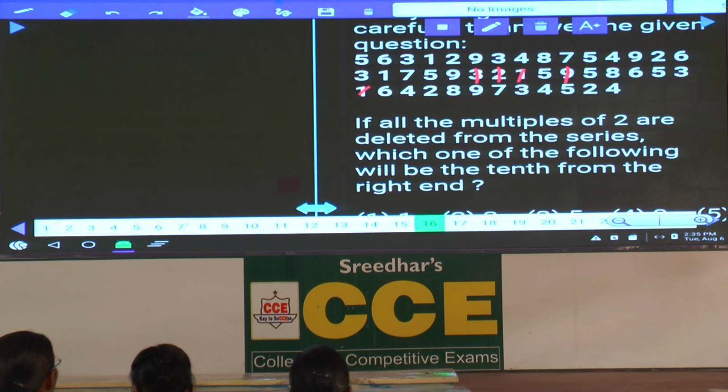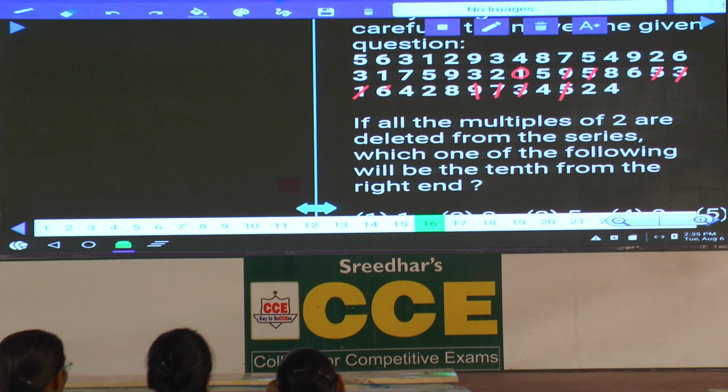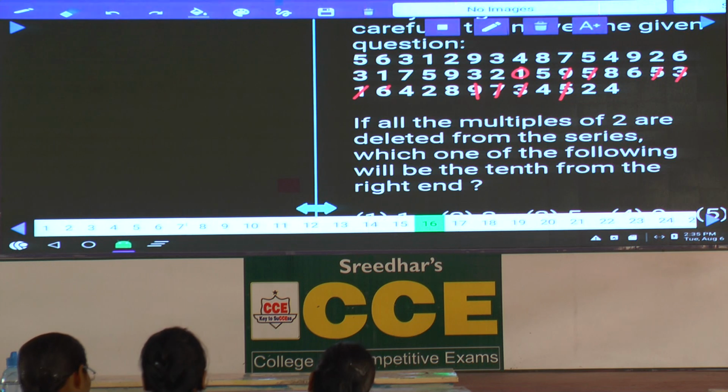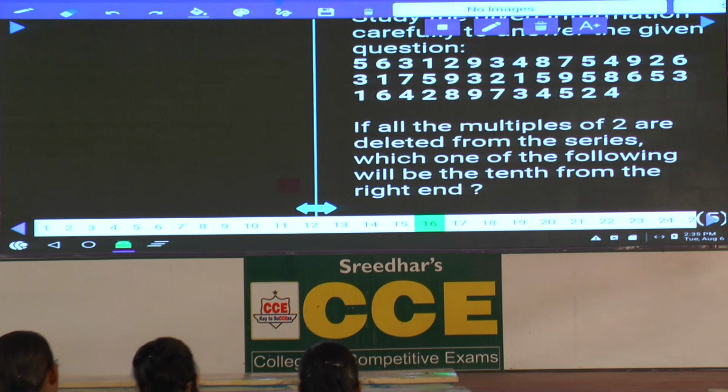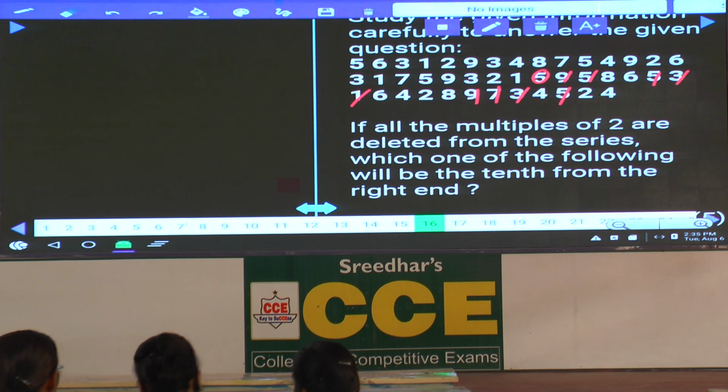Counting the odd digits, 1, 2, 3, 4, next 5, and 6, 7, 8, 9, and 10. Yes, what is your answer here? Only the odd digits, which is 10th from the right hand. So 5, that is given in which choice? Choice 3.